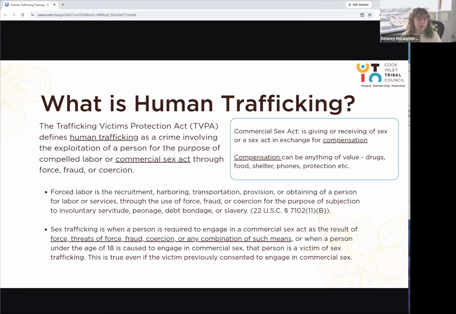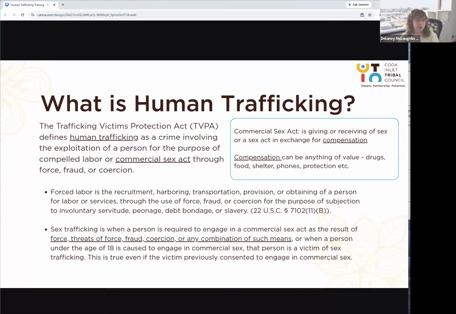The definition of labor trafficking is the recruitment, harboring, transportation, provision, or obtaining of a person for labor or services through the use of force, fraud, or coercion, or for the purpose of subjection to involuntary servitude, peonage, debt bondage, or slavery. The three important words when you're talking about trafficking, which I will repeat a lot in this training, are force, fraud, or coercion. Those are the three things that make something legally considered trafficking.